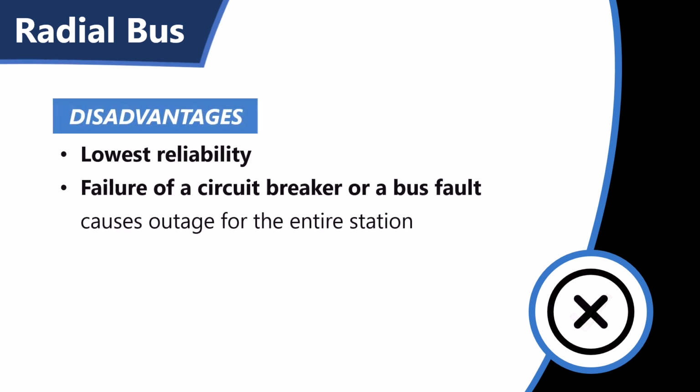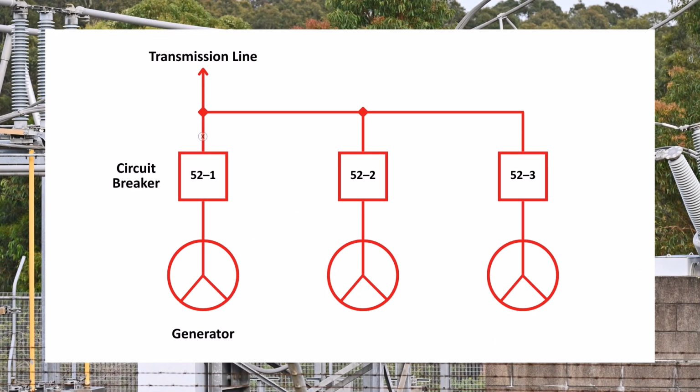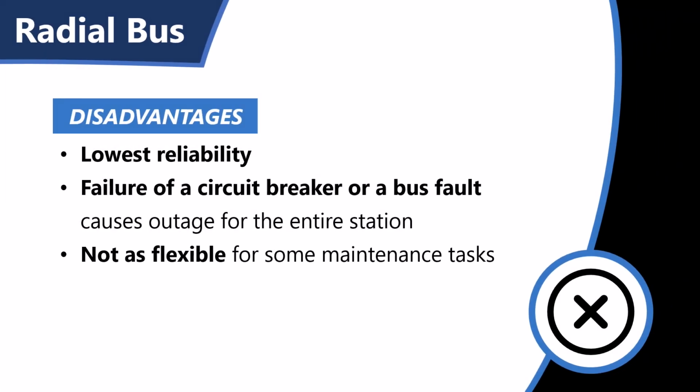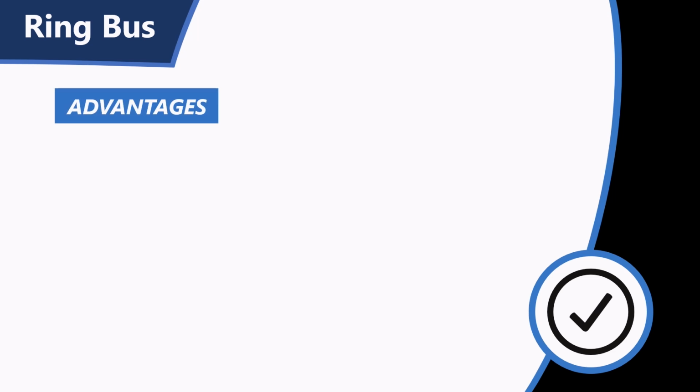The disadvantages of a radial bus is it has the lowest reliability. For instance, if you have a breaker failure, you're going to lose all of the breakers. They're all going to trip open. It also, for certain maintenance type operations, it's not as reliable and as flexible as the other two, but it is cheaper. The ring bus has several advantages to a radial bus.